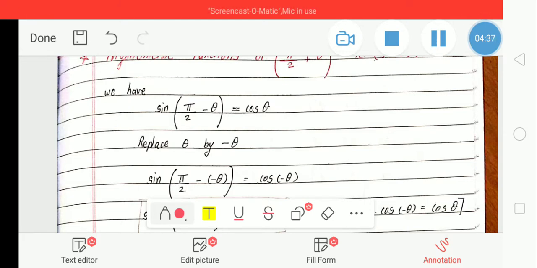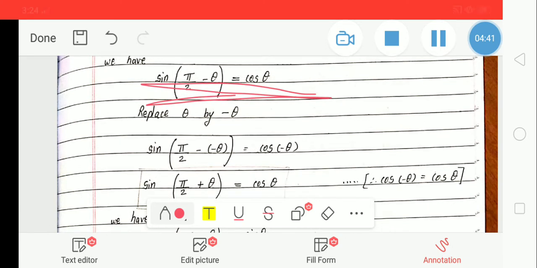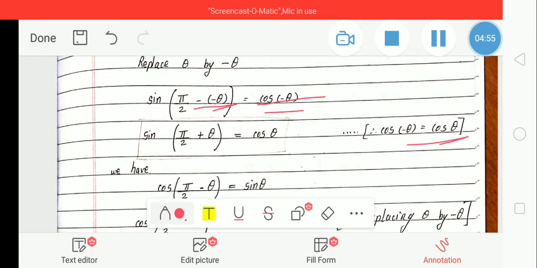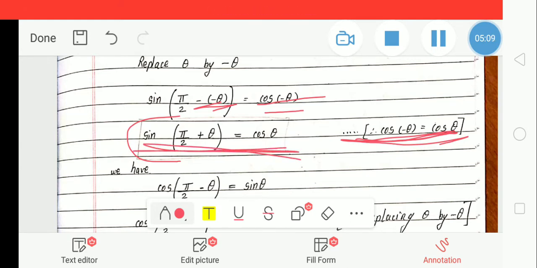Sin of pi by 2 minus theta is equal to cos theta. We have already studied this. So replace theta by minus theta. Sin of pi by 2 minus (minus theta) is cos of minus theta. We know that cos of minus theta is equal to cos theta, as we studied in the last lecture. So sin of pi by 2 plus theta is equal to cos theta. This is also a formula.